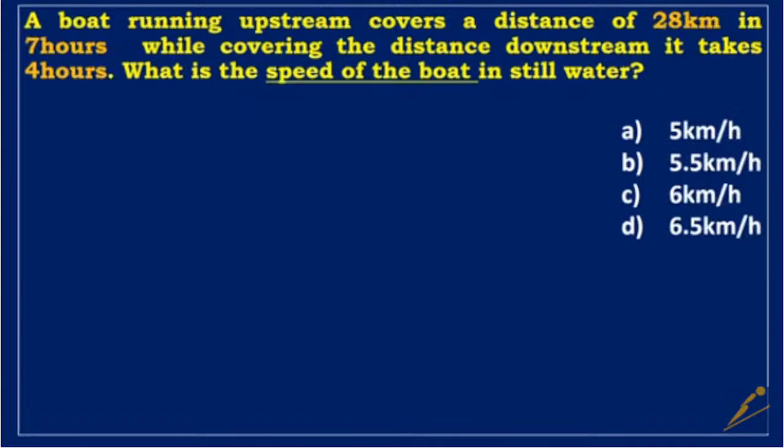Example 4. A boat running upstream covers a distance of 28 kilometers in 7 hours, while covering the distance downstream it takes 4 hours. What is the speed of the boat in still water?